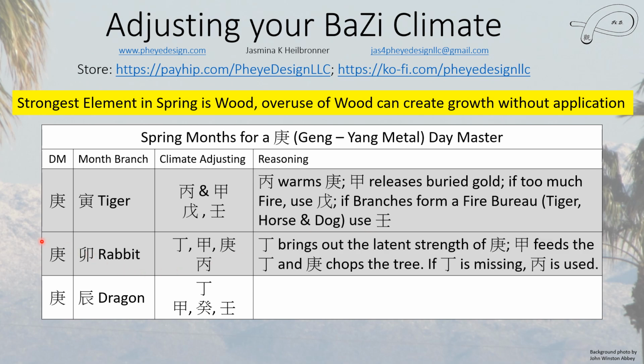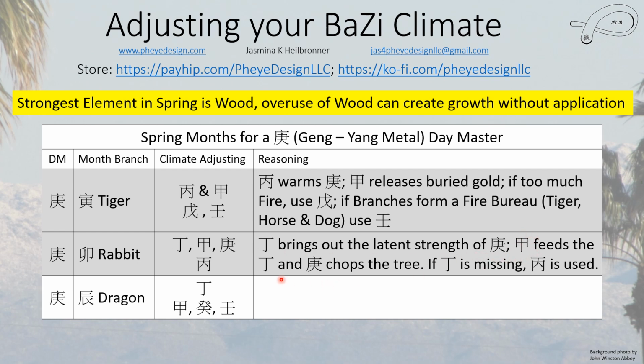Now for a Gung metal born in the rabbit month, they have a bit of different ways of doing this. Now, Bing is real fire. It is what a blacksmith uses to heat the metal to be able to shape it. So it brings out the strength of the metal. And also, of course, when a blacksmith does it, he also tempers the metal, which makes it stronger. So that's what's included here.